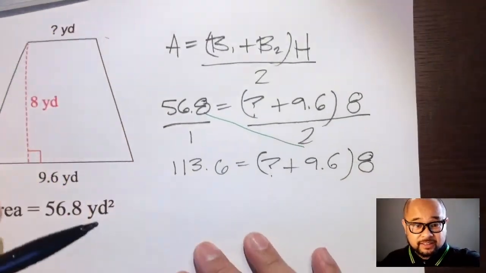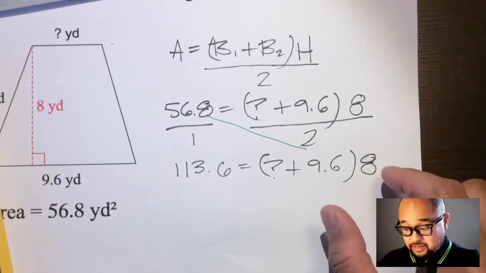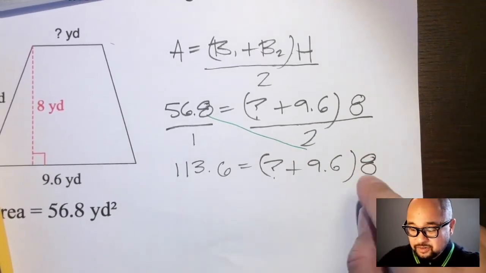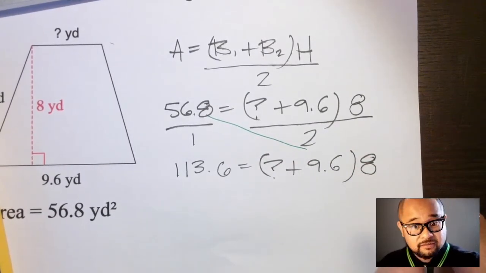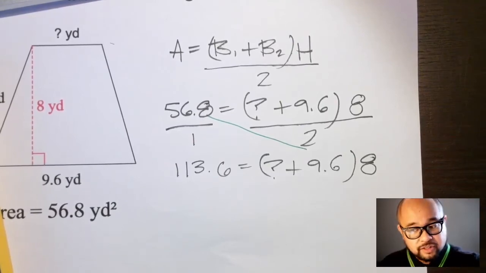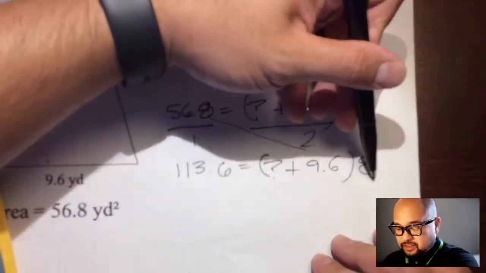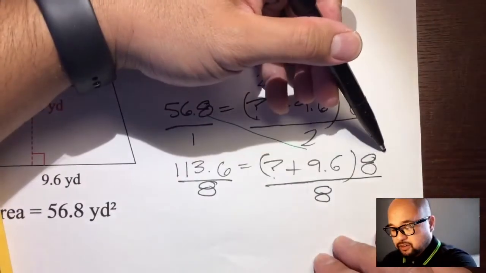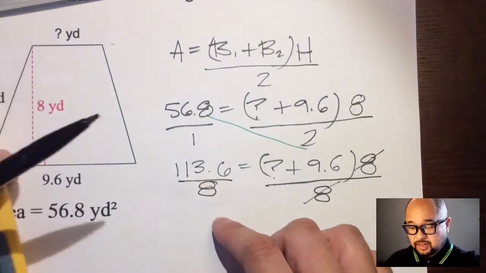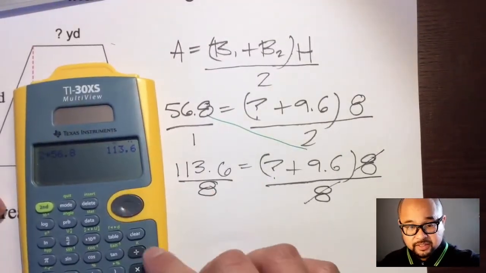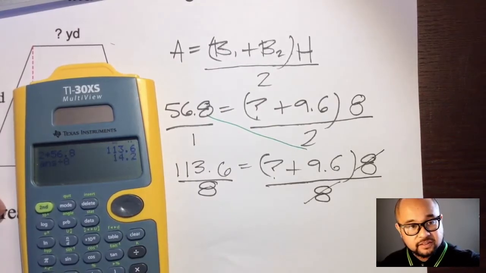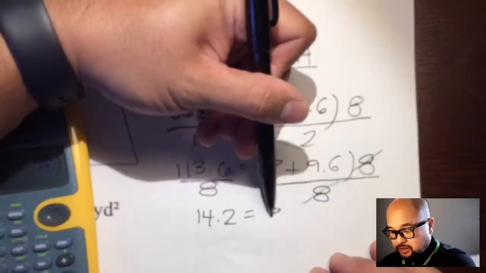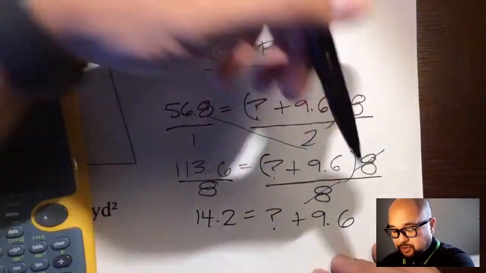Okay, what do we do with that? From your algebra days, you might be tempted to distribute that, but let's not. Remember, distributing is just multiplication. What's the opposite of multiplication? Division. So let's get rid of this 8 by dividing it on both sides. These 8s cancel each other out. And let's get our calculators. 113.6 divided by 8 is 14.2, is equal to question mark plus 9.6.